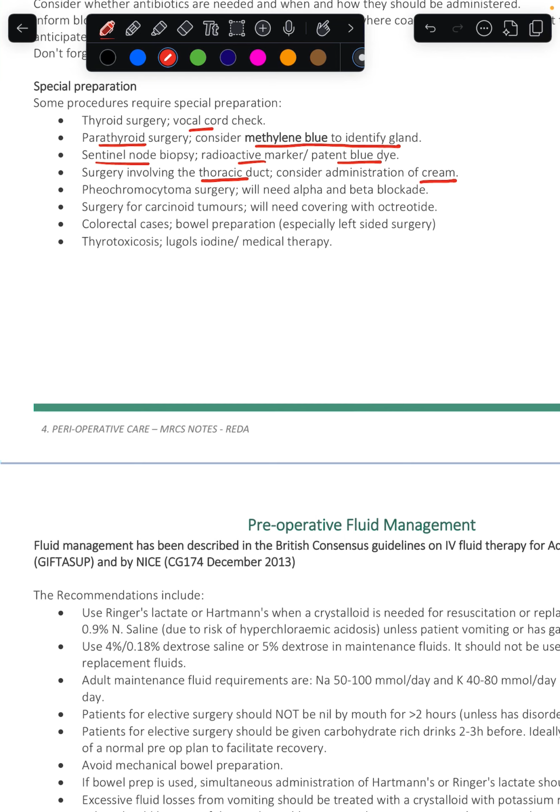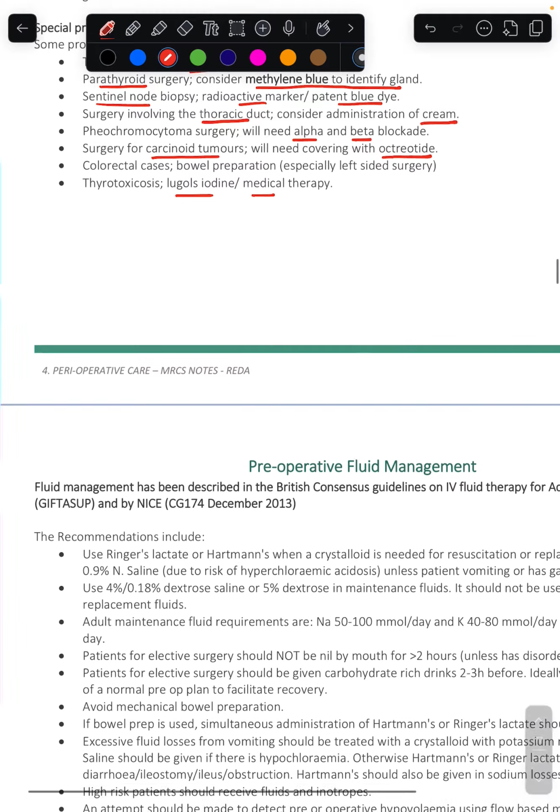Pheochromocytoma needs blockade by alpha and beta blockers. Surgery for carcinoid tumors needs cover with octreotide. In colorectal cases, bowel preparation is generally avoided. Only in left-sided surgery do you just have to evacuate. For thyrotoxicosis, Lugol's iodine and medical therapy. So these were about the drugs.